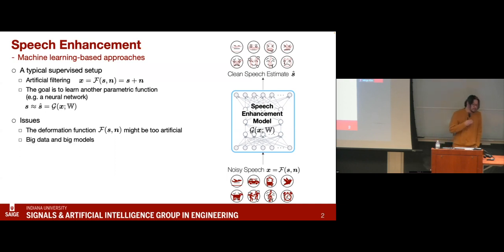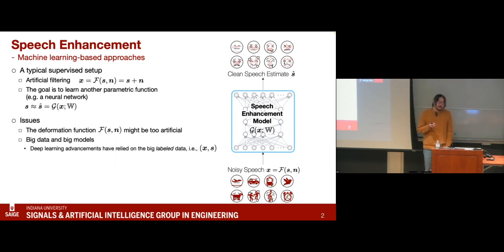The bigger problem for me is that we have this big data and big models problem, because if you look at the deep learning advancements in the past couple of decades, they relied a lot on the presence of big labeled data. In this case, that is the pair of clean speech and the mixture audio, which is, again, not a big problem in our case, because we can always synthesize noisy speech, compared to other problems where people have to label images into dog and cat, or sentences into different words. It's a much easier case for speech enhancement.